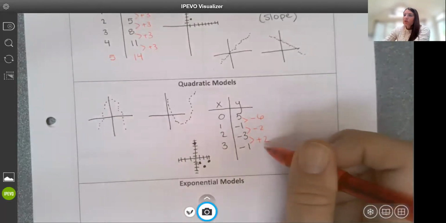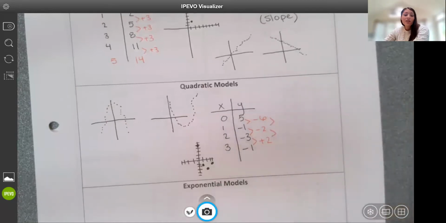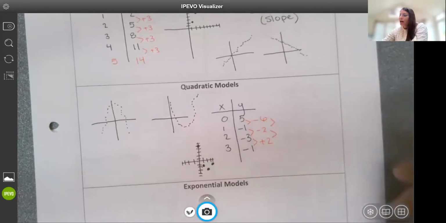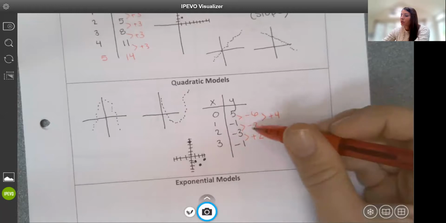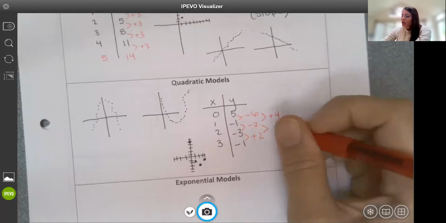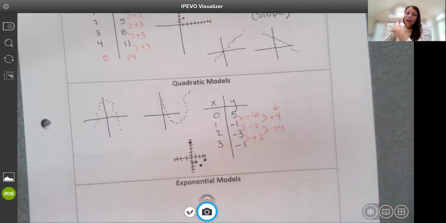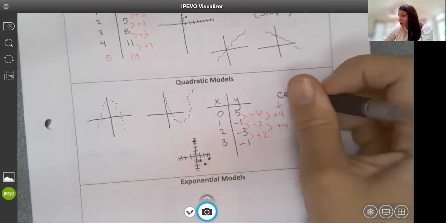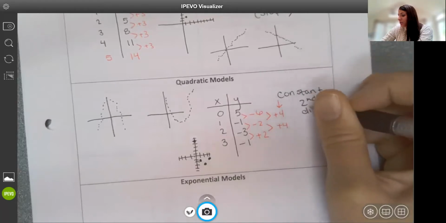If we look at the differences and we see it's not linear, the next thing we want to look for is the difference between those differences, or the second difference. From -6 to -2, that's adding 4. And from -2 to +2, that's also adding 4. And look at that, there's something constantly happening there. That will happen, or be really close to happening, when our model is a quadratic model. So what happens is we have a constant second difference.